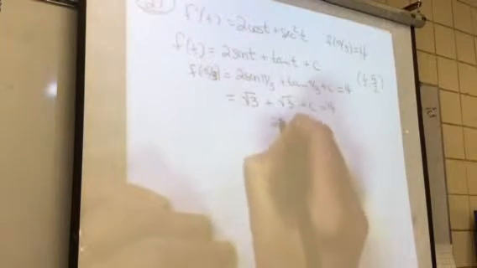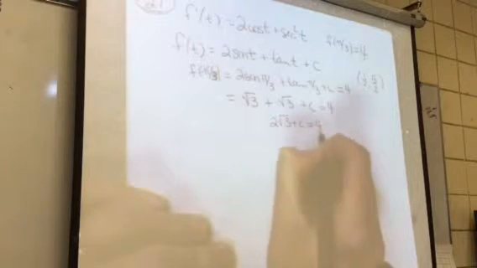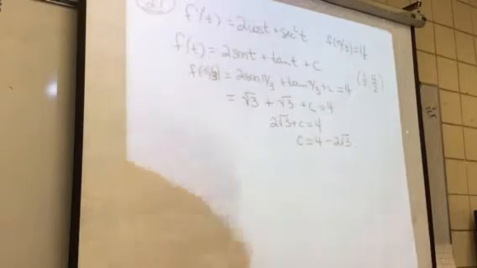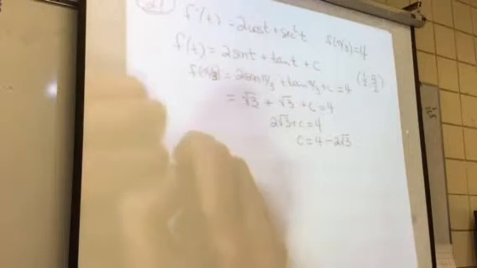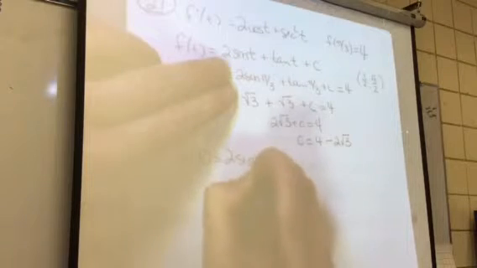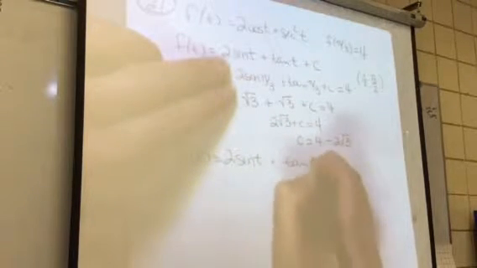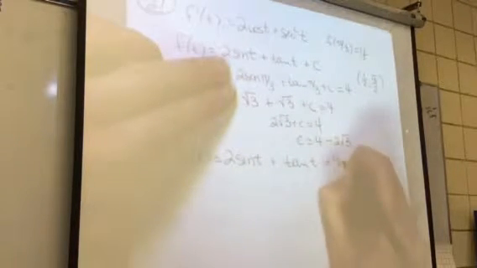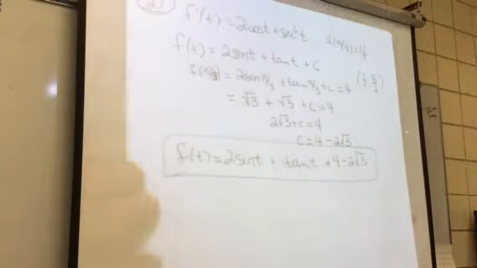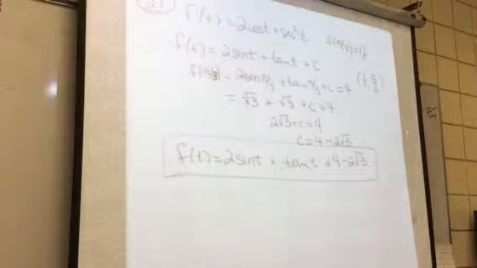So isn't this 2 square root of 3 plus c equals 4? So your c value is 4 subtract 2 square root of 3. Yeah. So that tells us that our particular solution would be 2 sine of t plus tangent of t plus 4 minus 2 square root of 3. Does that match the answer key? Yes. Great.